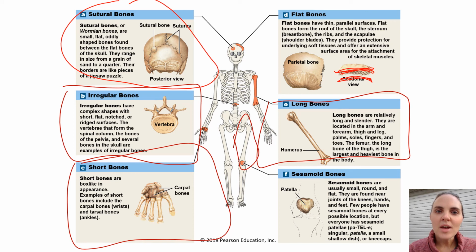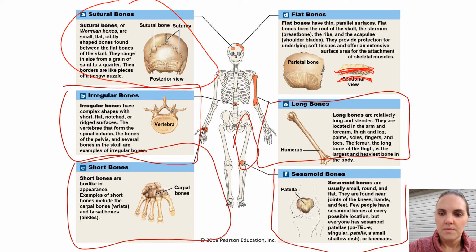And then we also have sesamoid bones, our final type. And sesamoid bones are small and round and flat, and they're found near joints of the knee, hands, and feet. And the number of sesamoid bones can actually vary from person to person, so we all don't have the exact same number of bones in our body. But everyone has one sesamoid bone, which is the patella, your kneecap. So everybody's got that sesamoid bone.